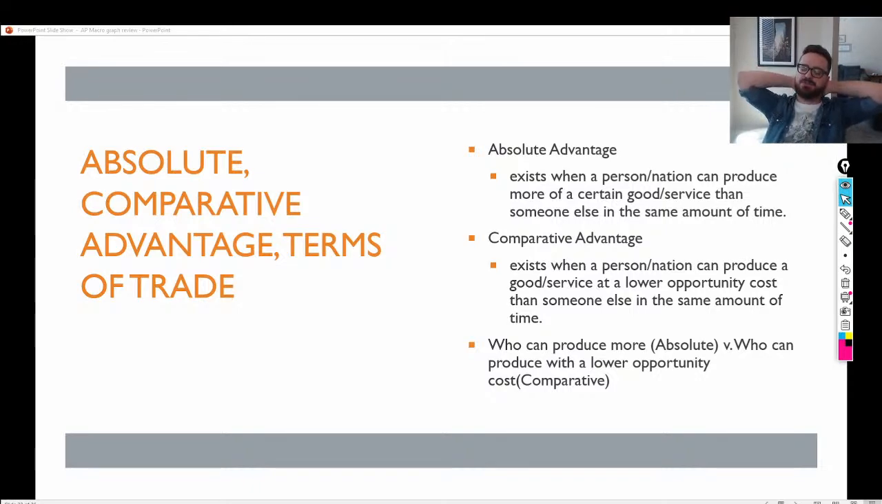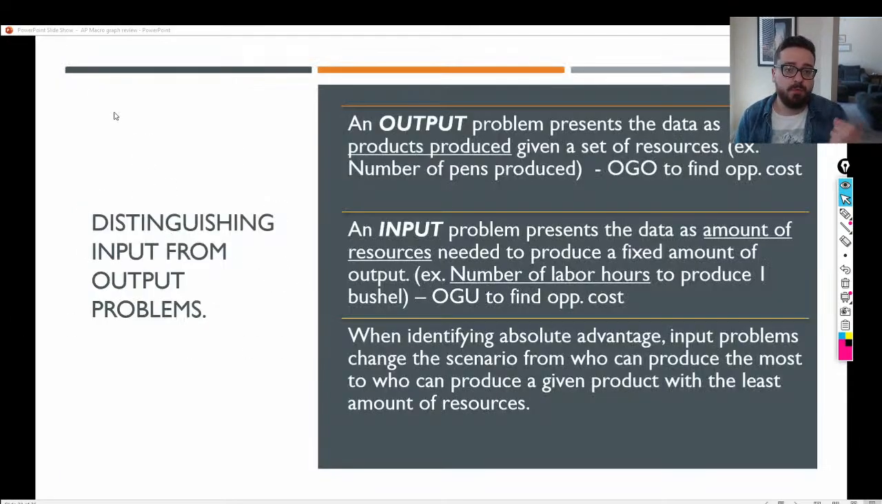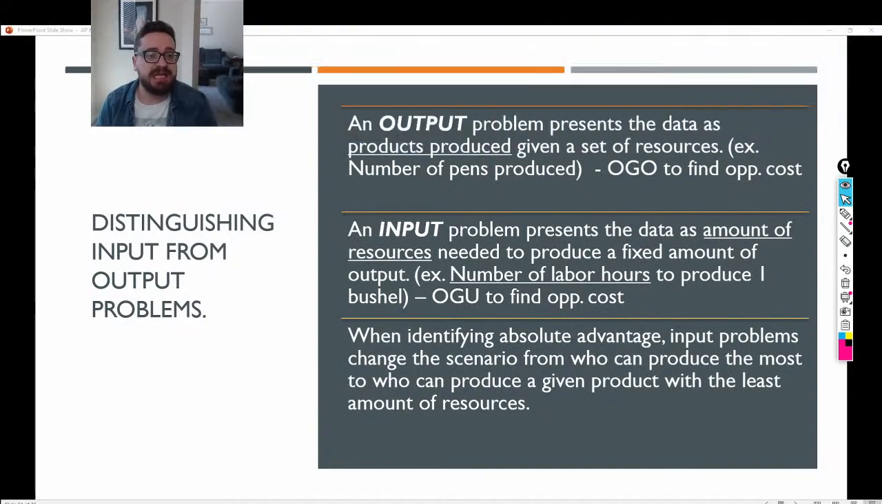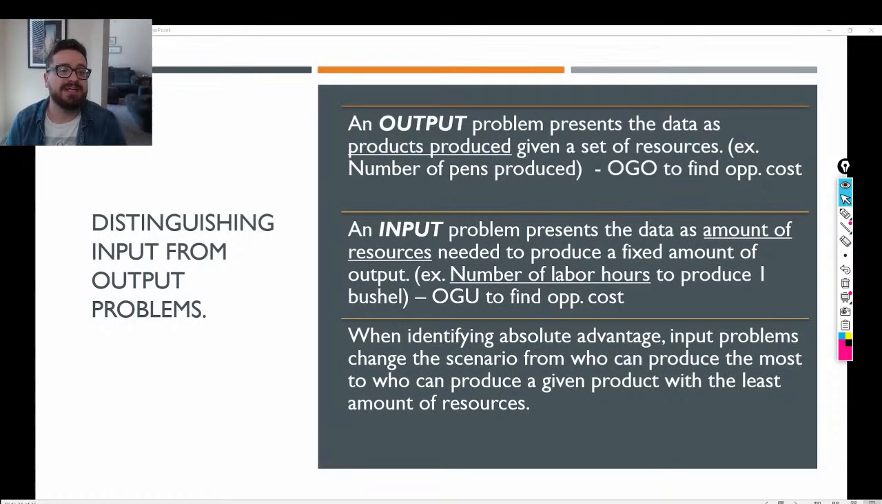Absolute advantage is if you can produce more than somebody else in the same amount of time, given the same amount of resources. That's it. Comparative advantage is who can produce it at a lower opportunity cost, given the same amount of time still. So it's a matter of who can produce more versus who can produce it at a lower opportunity cost. When you're dealing with these problems, they will either be an output or an input problem. The differences are important in terms of finding who has the absolute and the comparative advantage.